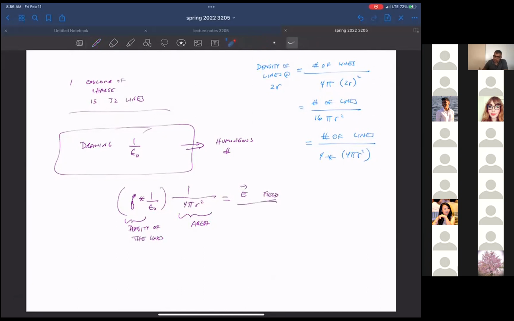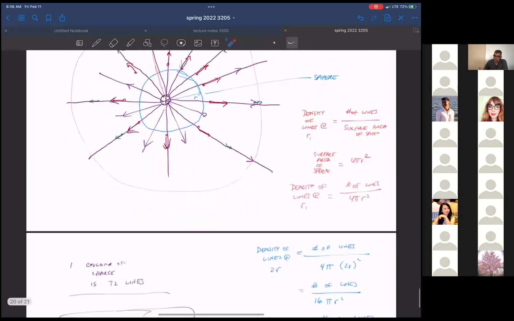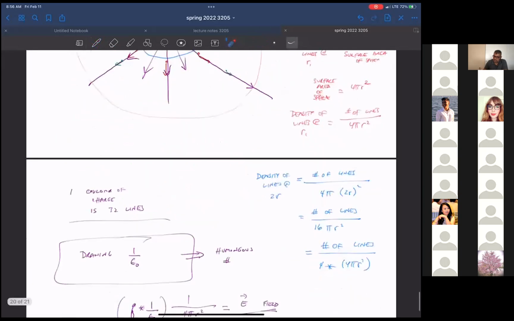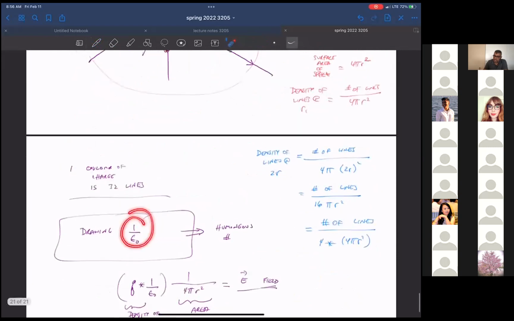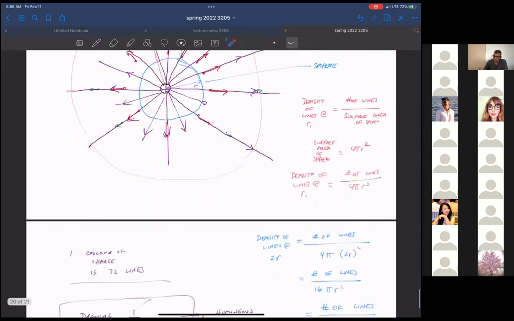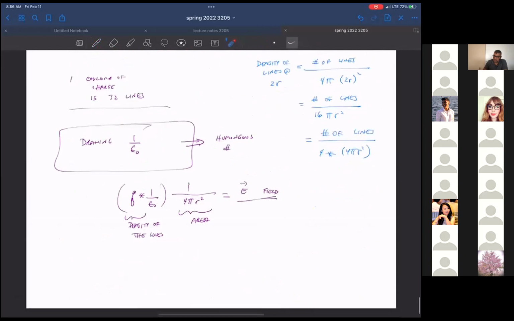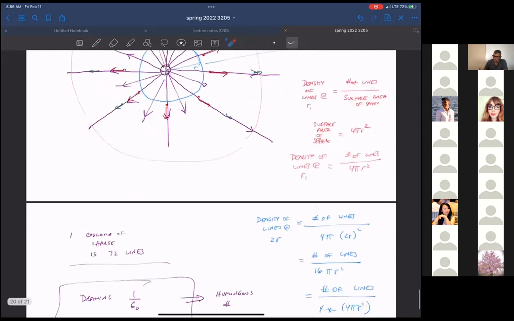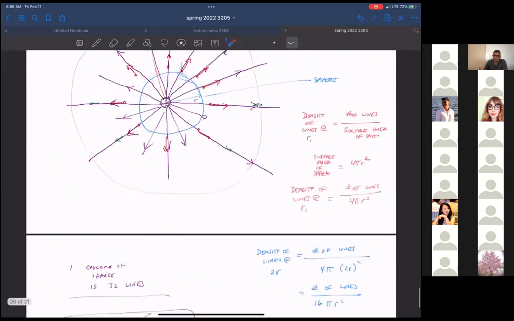So if somehow I could draw this many lines per Coulomb of charge, again, this is a humongous number, then I could go look at the density in my little drawing. I could look at the density of any area, and that number would be exactly equal to the electric field.